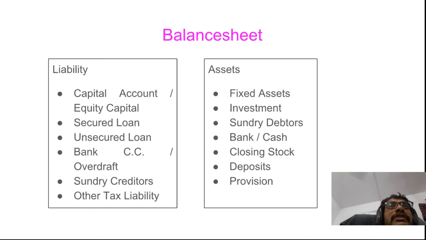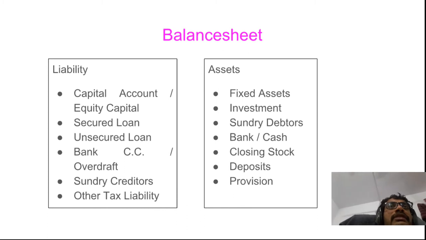Capital account, equity capital, which shows the owner's capital, the business promoter's capital. When an investor invests any amount in a business, that is mentioned here in the capital account, either equity capital, equity shares, or preference shares. All are mentioned on the liability side.